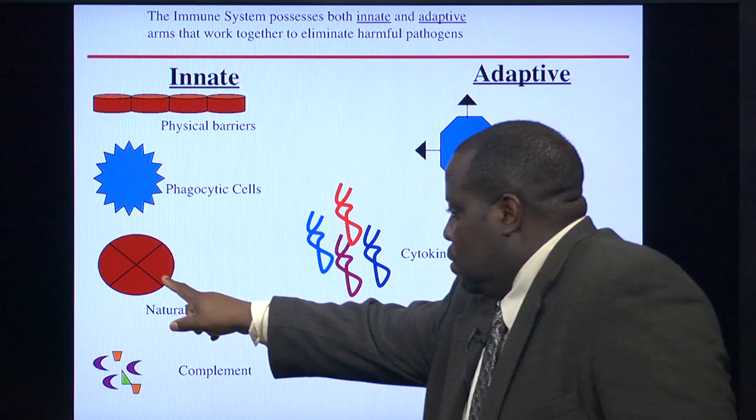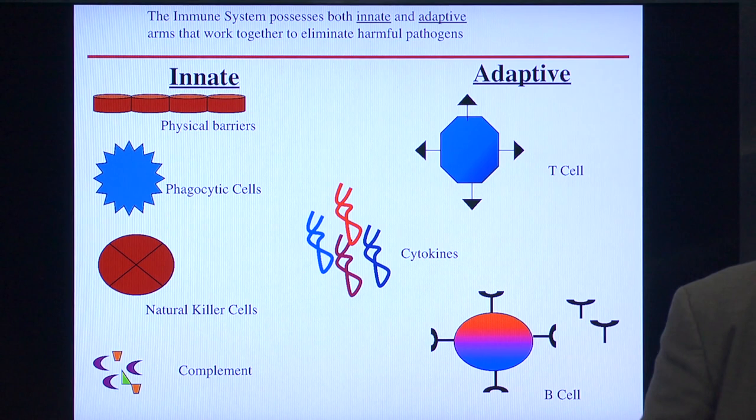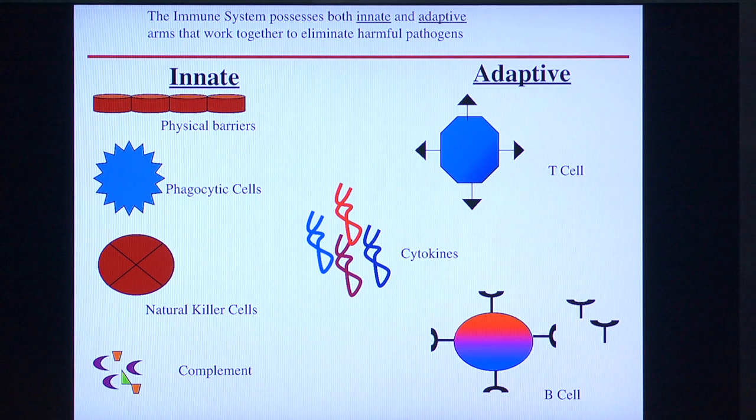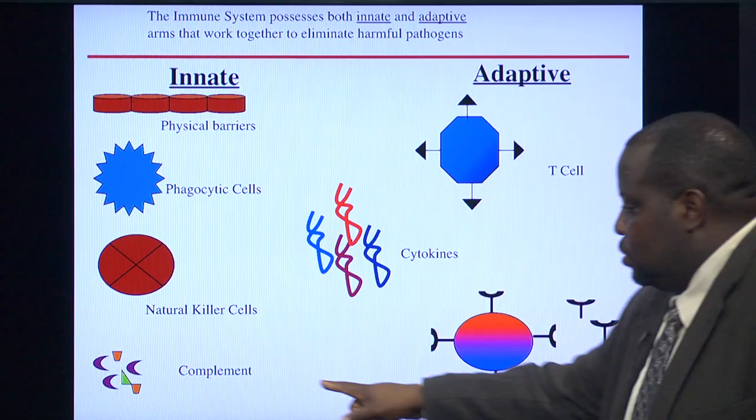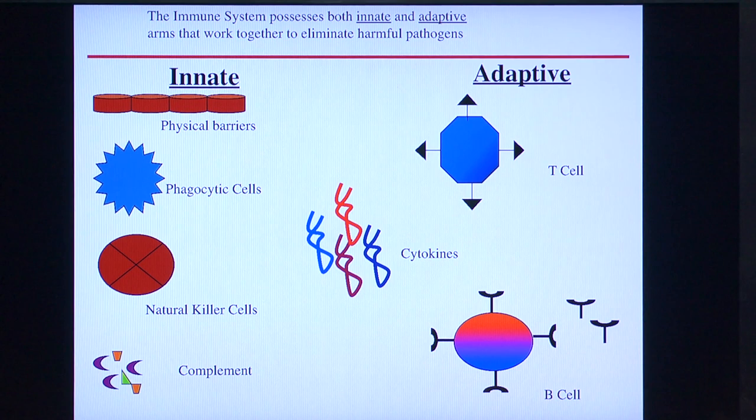We can have cells that are cancerous, or cells that are infected by viruses. So phagocytic cells are great when things are on the outside of cells. Natural killer cells are great when things are on the inside of cells. So if they're hiding out on the inside of the cell, or if a cell has become cancerous, now a natural killer cell can detect it and say goodbye. So it eliminates those cells. We also have things such as complement that are soluble mediators that help make everything go.